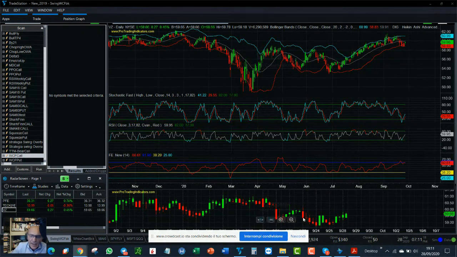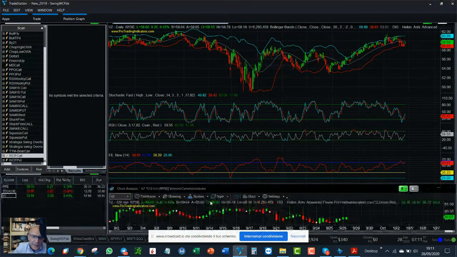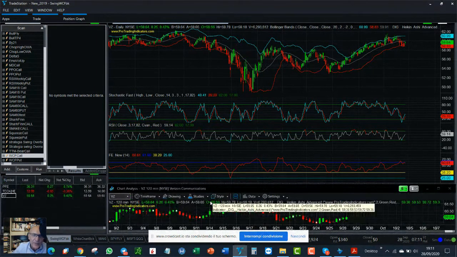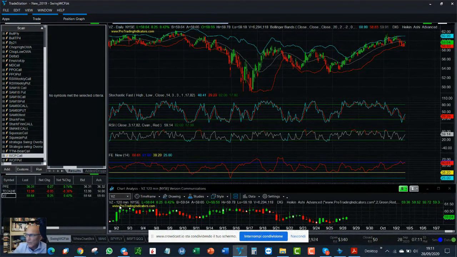And also, for having a better entry point, we use another chart, simply the chart with the Heikin-Ashi, but in a lower time frame. Here we use the daily time frame, and in the lower chart we use the 120 minutes, the 2-hour time frame. So these are our tools for working.